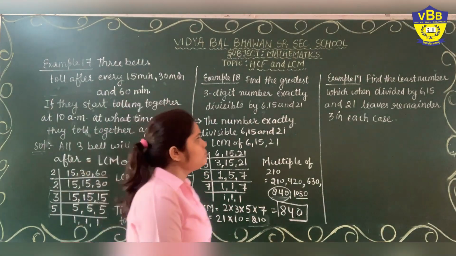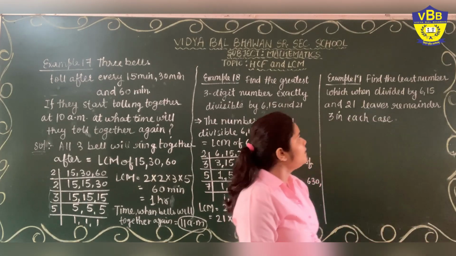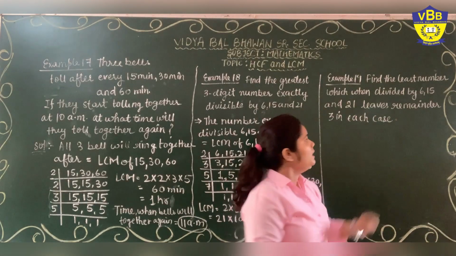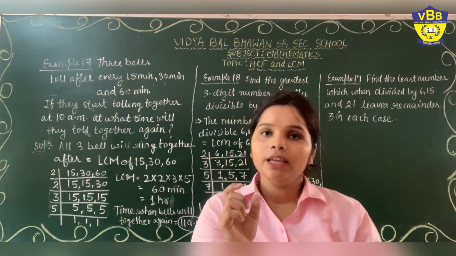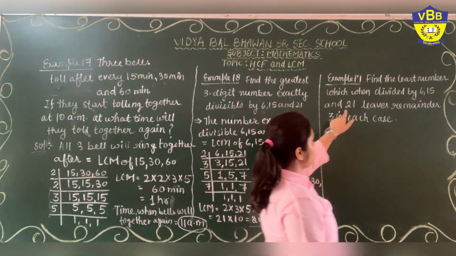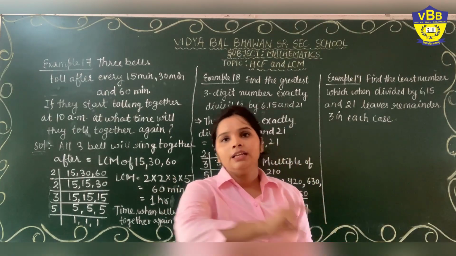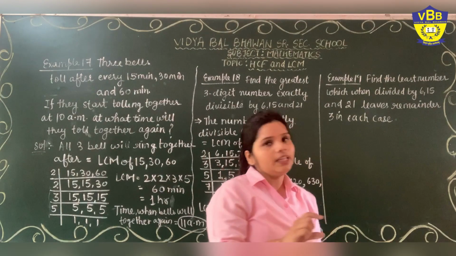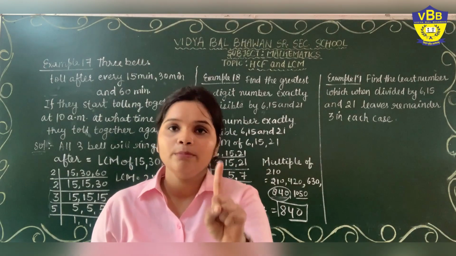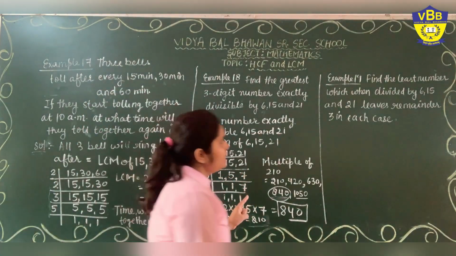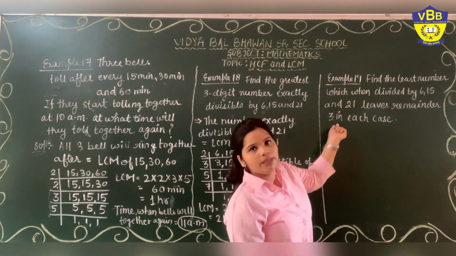After that, let's move to the next question. Find the least number which when divided by 6, 15 and 21 leaves remainder 3 in each case. That means you have to tell a number which when divided by 6 leaves remainder 3, divided by 15 leaves remainder 3, divided by 21 leaves remainder 3. Only a single number you have to tell which will be divided by these 3 different numbers and the remainder in all the cases will be 3.